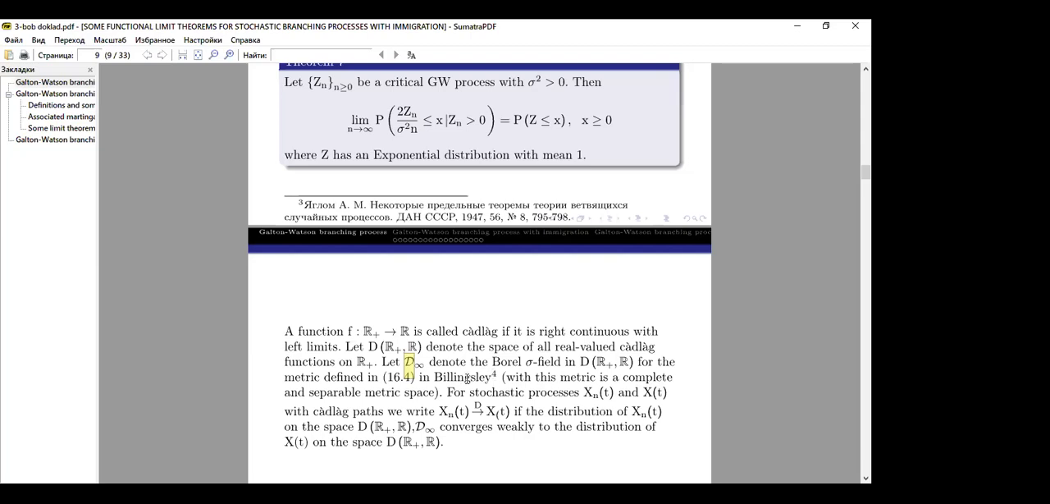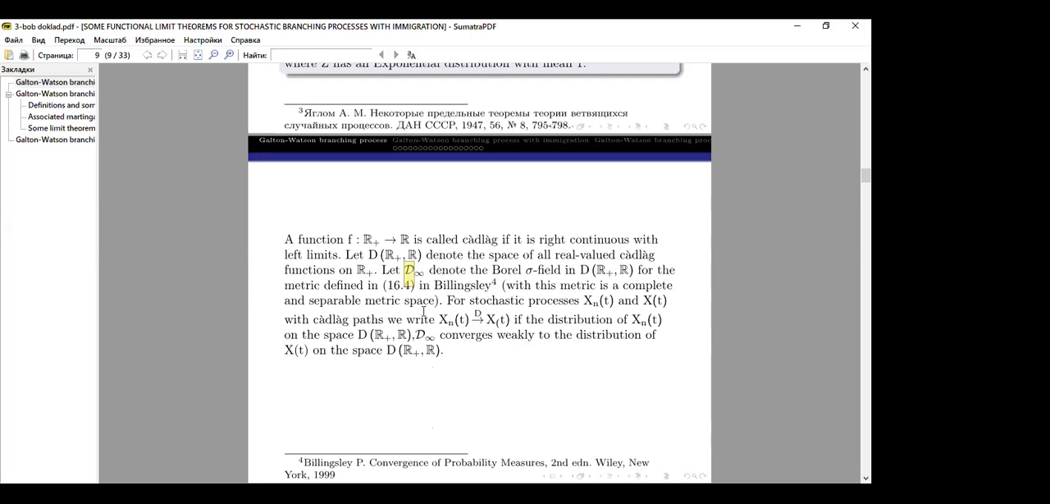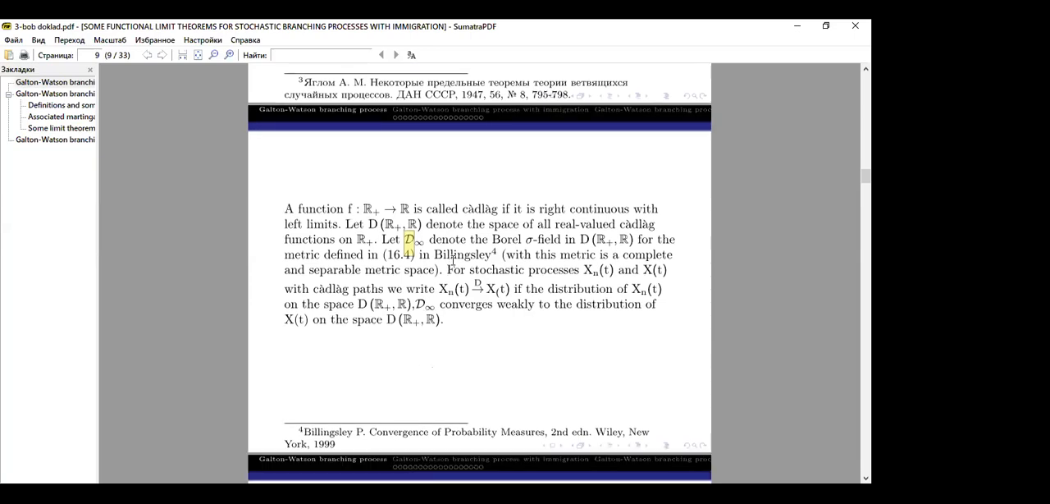I'm sorry I don't write it here because there are a lot of things I must write in my presentation. So for a stochastic process with càdlàg paths, we say this process converges in distribution in Skorokhod space D if the distribution of Xn on this space converges weakly to the distribution of X on this space. This space is very good because it's separable and it's a Polish space.